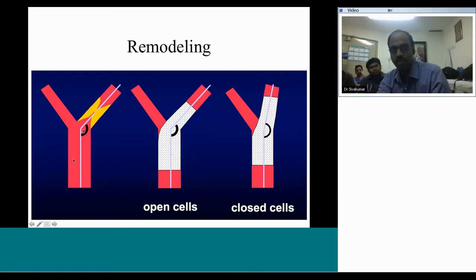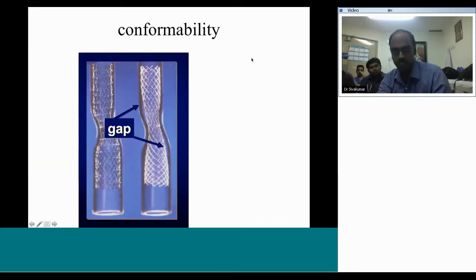This is what is called remodeling. You have a vessel which is a little bit curved, and now you put a stent. The stent will straighten out the vessel, so the entire bend is removed. This is called remodeling of the vessel. And what is conformability? Conformability means when you have a stent in a blood vessel with a little bit of a bend, there are certain areas where the stent is not going to be opposed at all. So these are characteristics of how much the stent is able to conform itself.